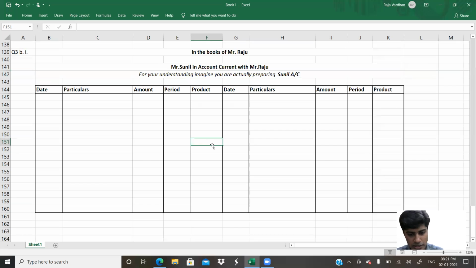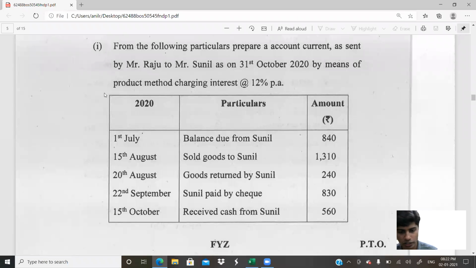Perfect. Looks nice, doesn't it? Come on. Let us go ahead now. So this is one side, that's the other side. Let's start posting the figures now. First one, by means of product method.